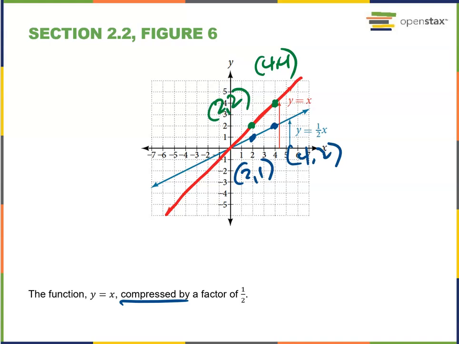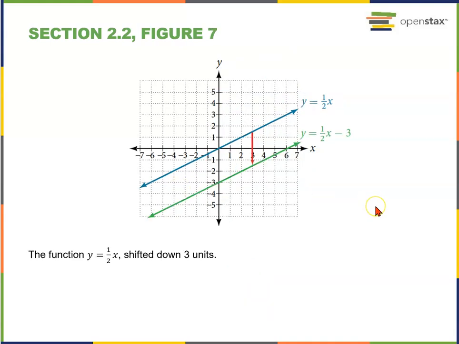What do you notice about the y's? The y's change from 2 to 1, from 4 to 2. Since the factor is 1/2, it's 1/2 of those y's. Half of 2 is 1, half of 4 is 2. Next, the function y equals 1/2 x, this line, shifted down 3 units.